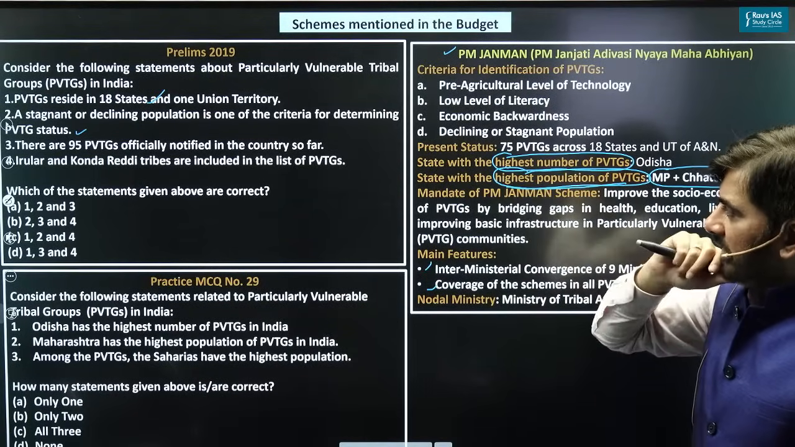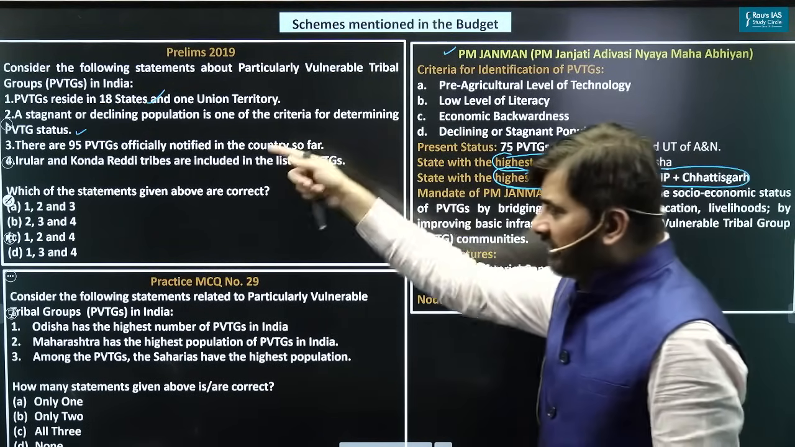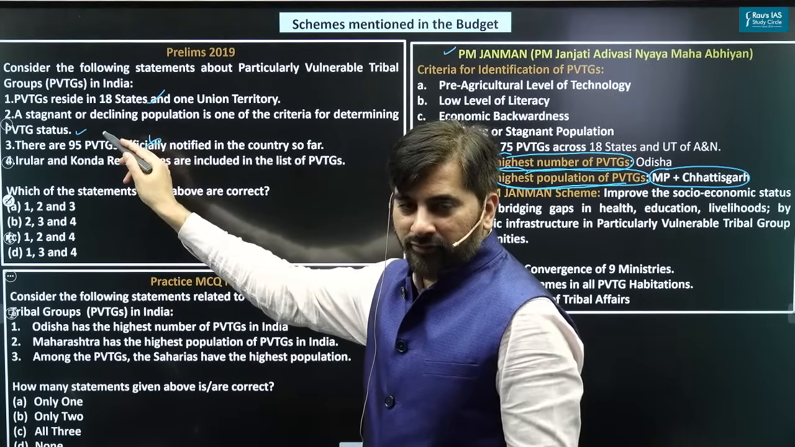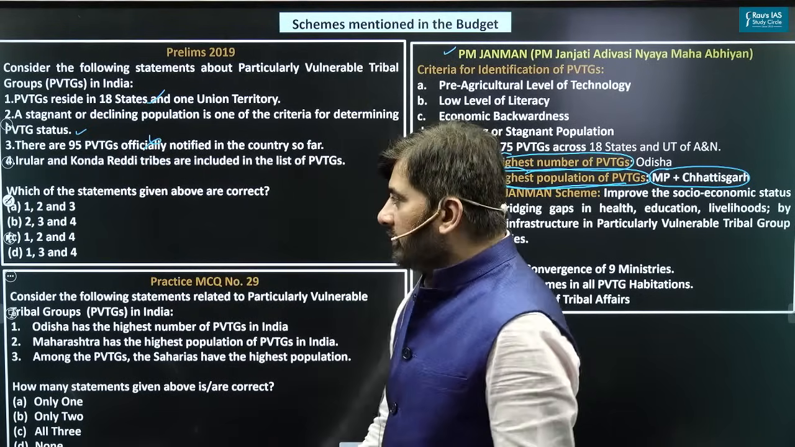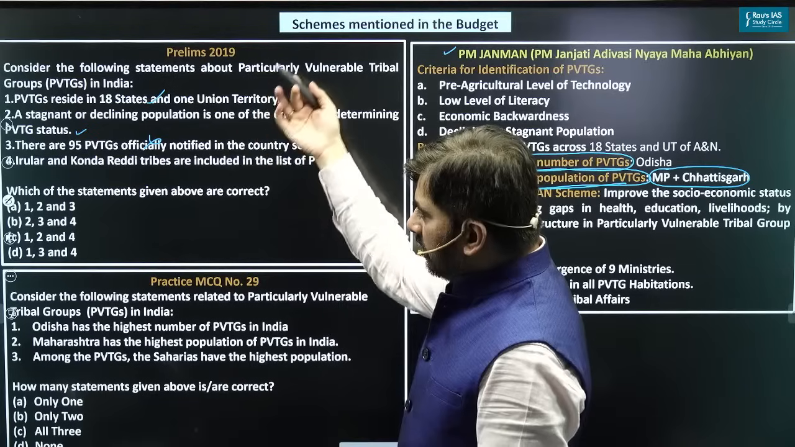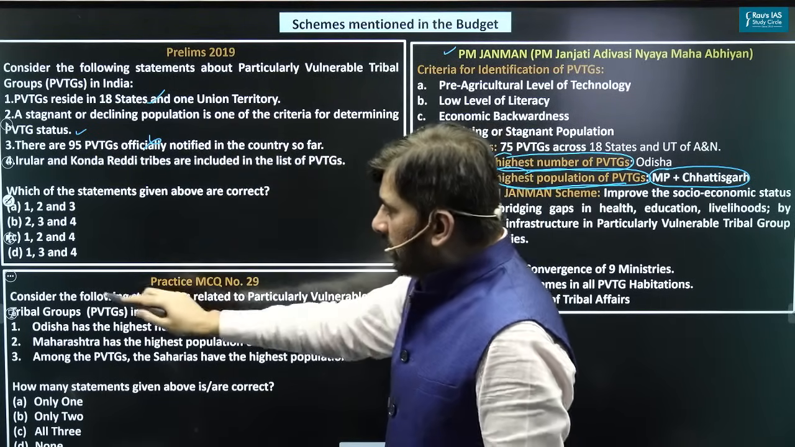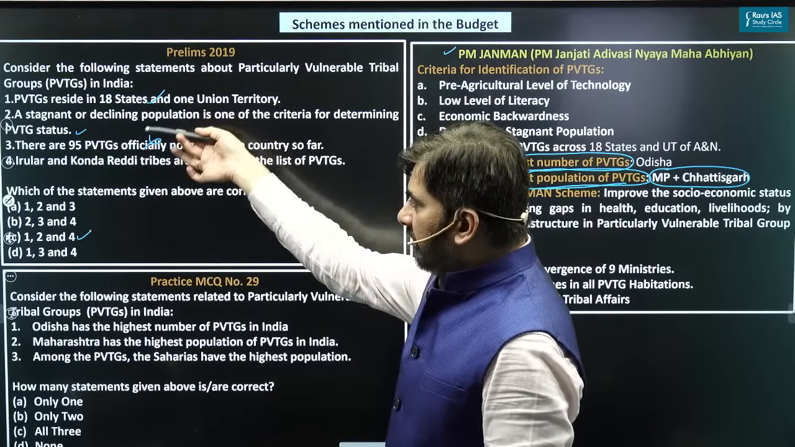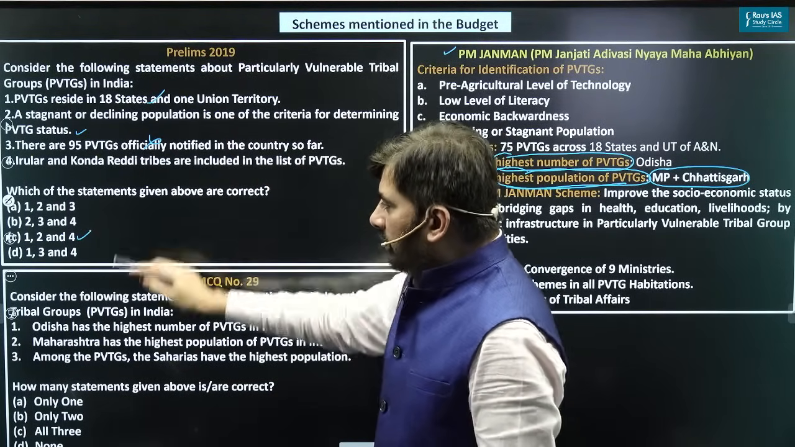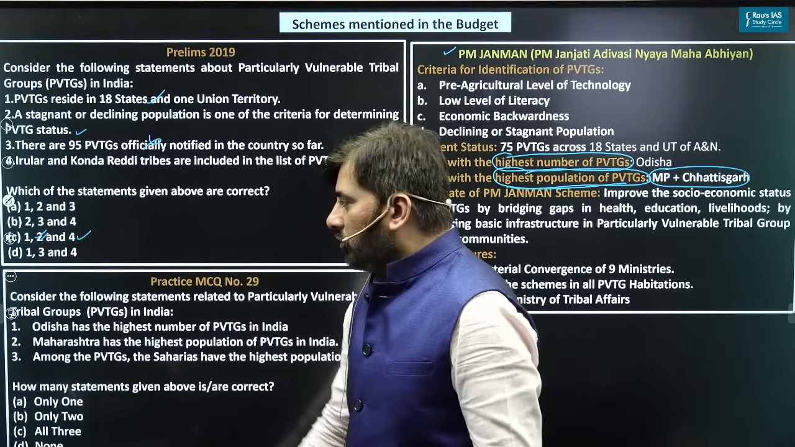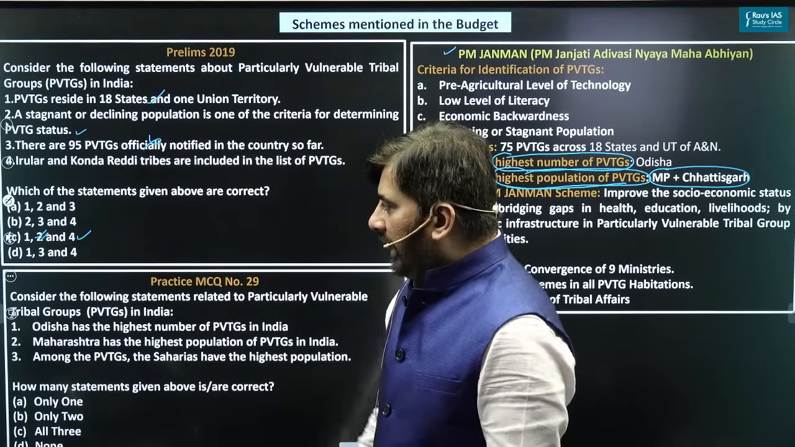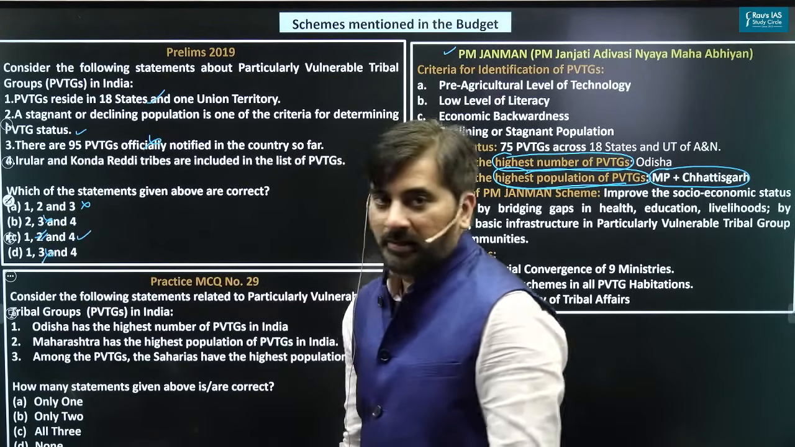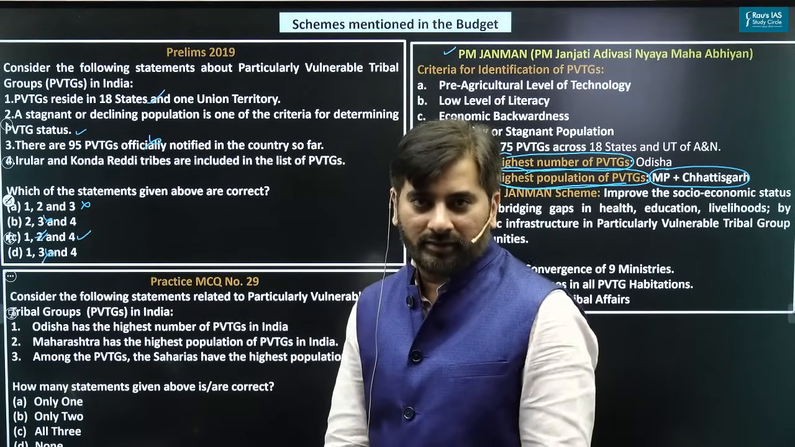Based upon that, look at the question asked in Prelims 2019. First 2 statements are correct. Third statement is incorrect because we do not have the 95 PVTGs. Fourth, okay, if you look at statement 1 and 2, so you have 1, 2 and 4. So if you know the first 2 statements are correct, then you can actually guess the answer to 1, 2 and 4 by eliminating the option in which you have 3. That is how you could get the right answer.